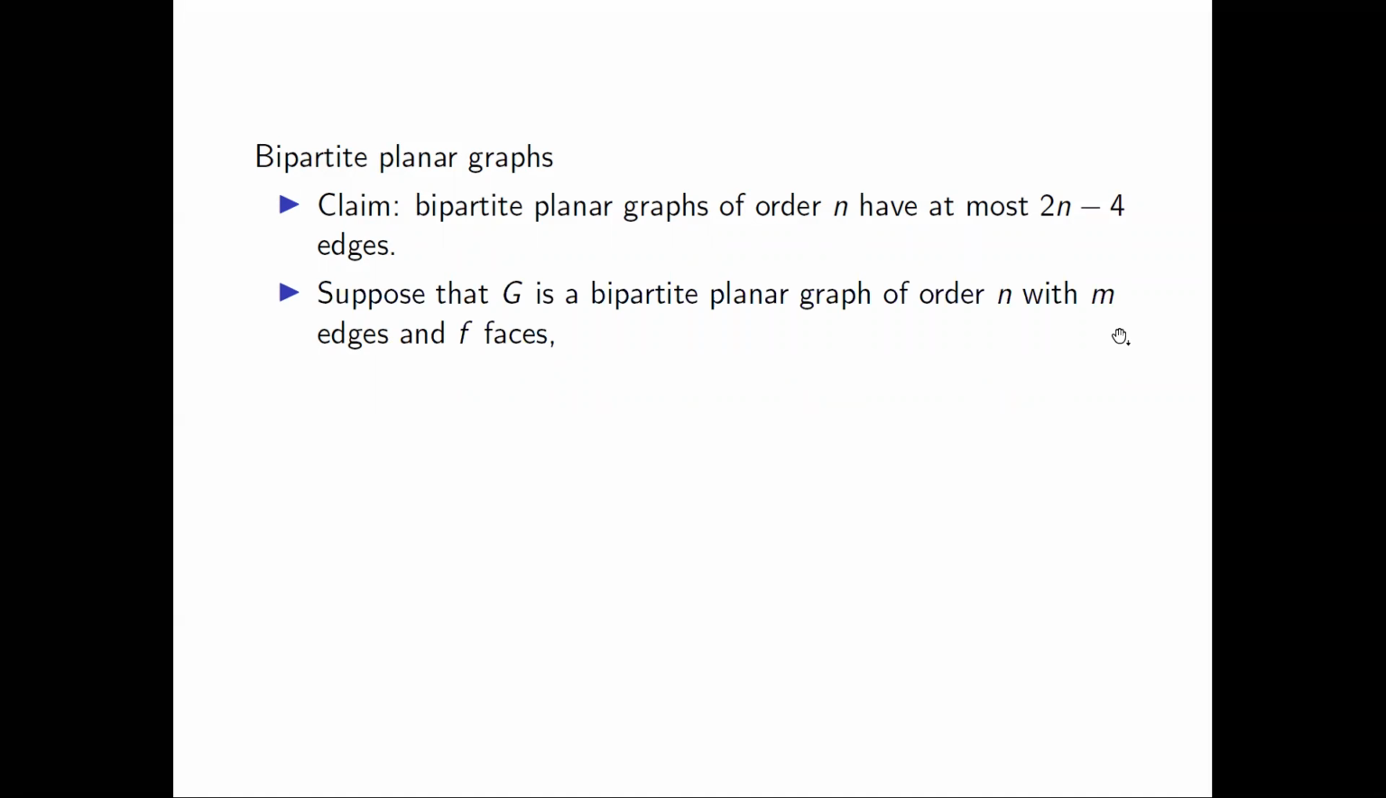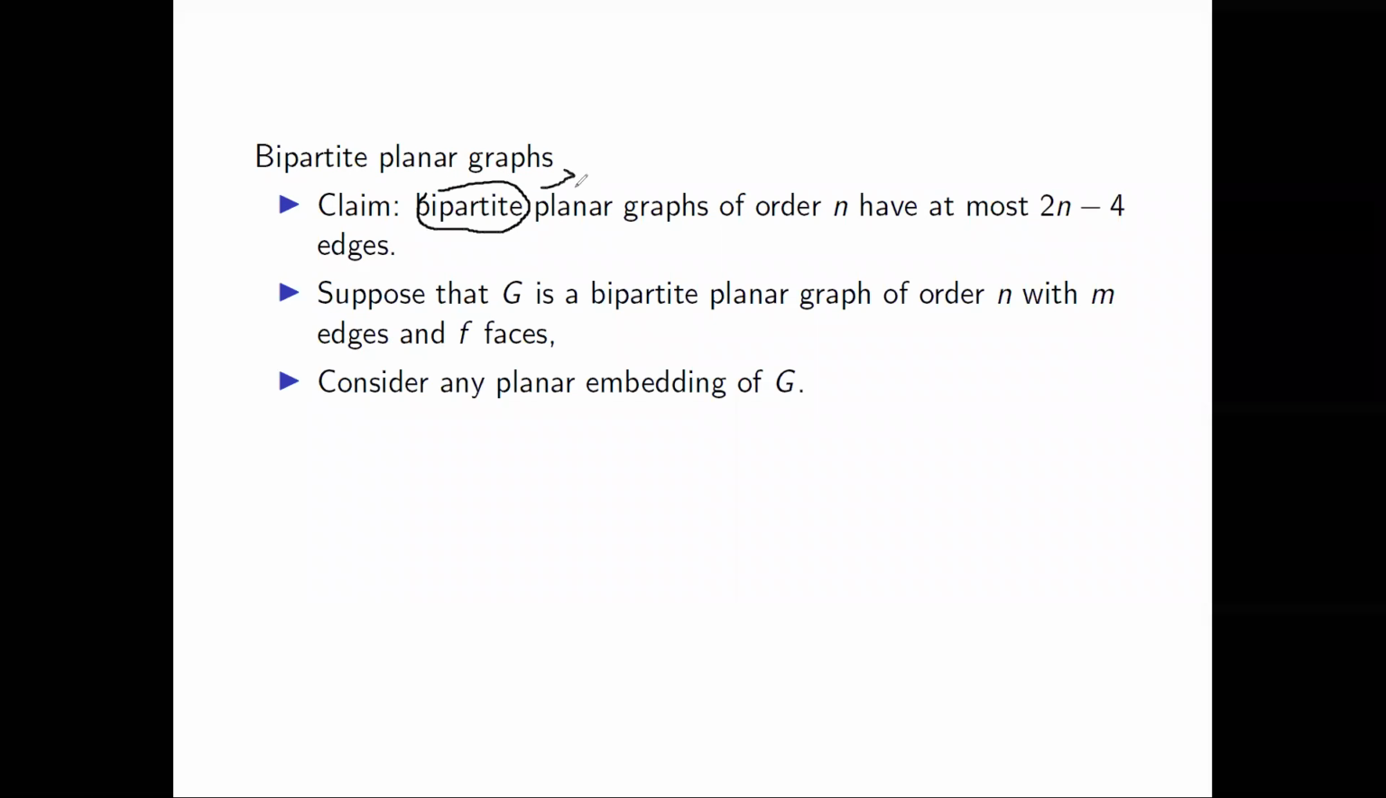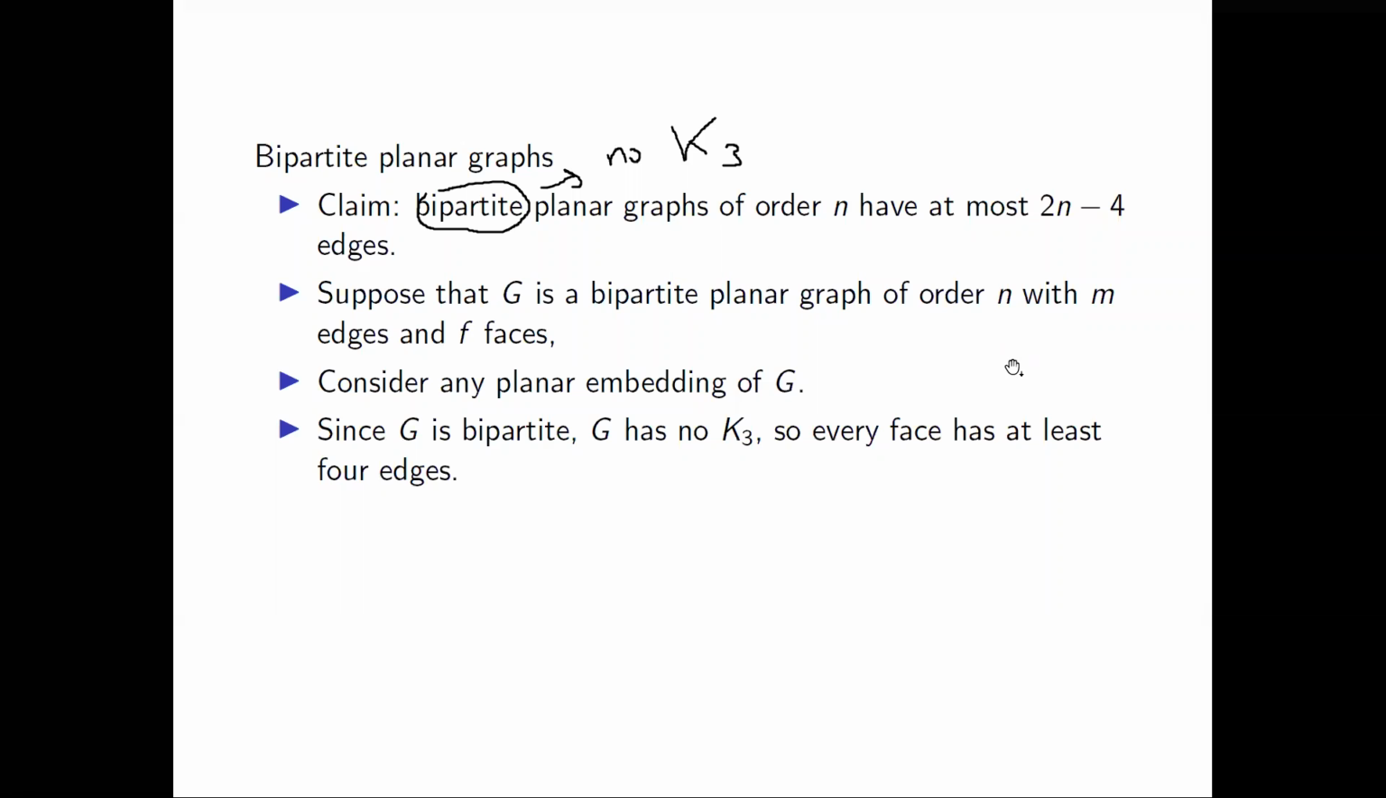So we'll suppose that G is any bipartite planar graph of order n, which has m edges and f faces. So clearly, just like the last one, we're going to try to use Euler's formula here. But we can say a little more about the number of edges in the face now. So if we have a planar embedding of our graph, we know that a bipartite graph has no K3. So you can't have any triangles in a bipartite graph. You can't have any odd cycles in a bipartite graph, but we're only going to use the triangle part here. So since it's bipartite, it has no K3. And that means that any face in the planar embedding must have at least 4 edges.